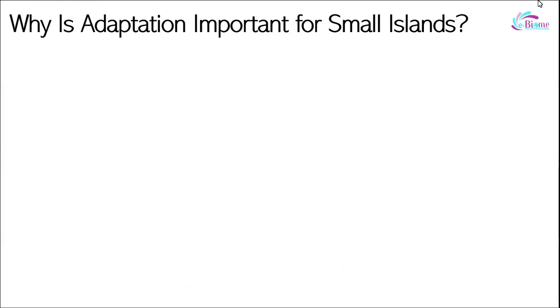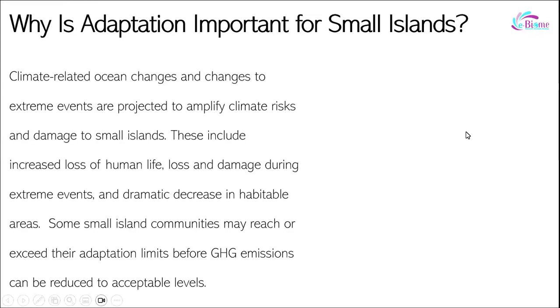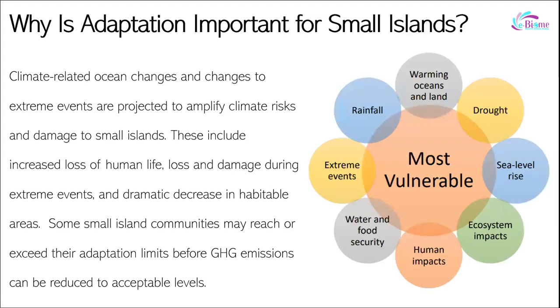Why is adaptation important to small island developing states? Climate-related ocean changes and changes to extreme events are projected to amplify climate risks and damage to small islands. These include increased loss of human life, loss and damage during extreme events, and dramatic decrease in habitable areas. Some small island communities may reach or exceed their adaptation limits before greenhouse gas emissions can be reduced to acceptable levels.